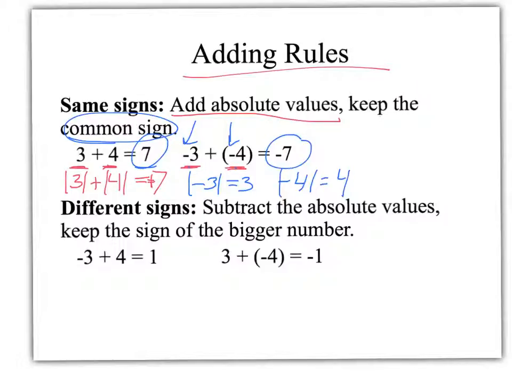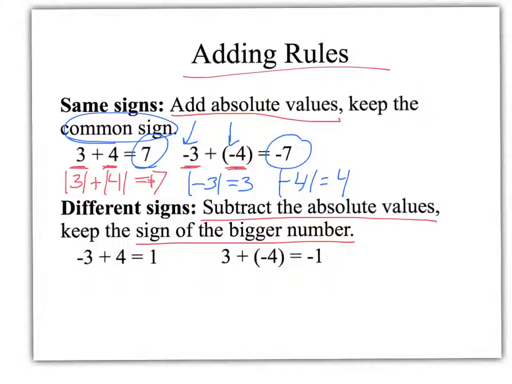If we have different signs, you subtract the absolute values. And now here's the problem. One's a positive and one's a negative. So which do you keep? The positive or the negative? You keep the sign of the bigger number.